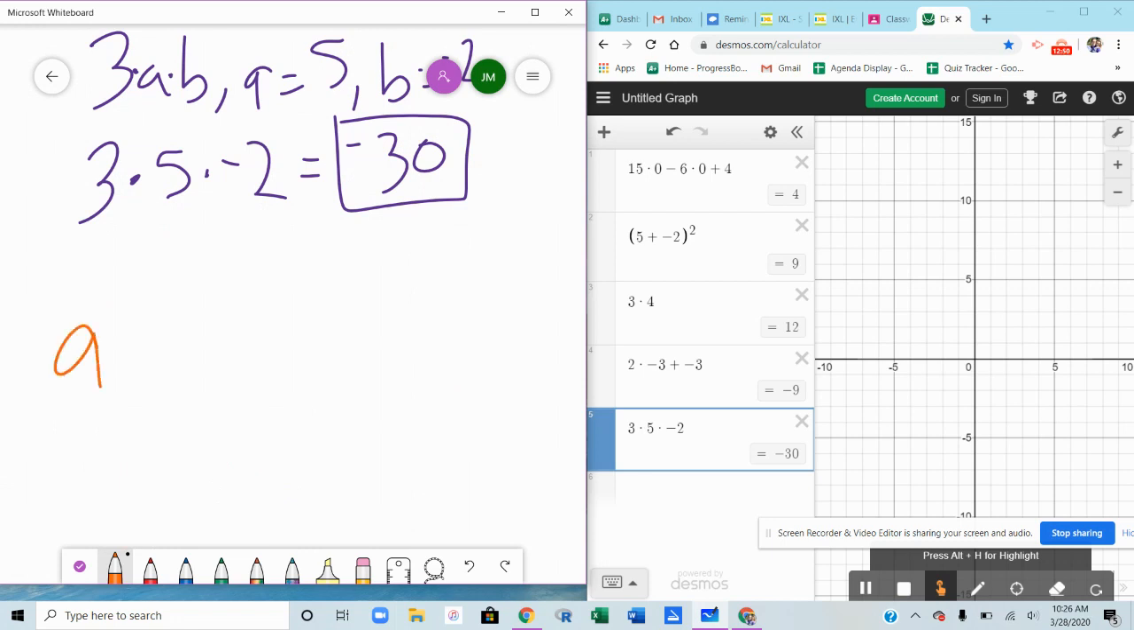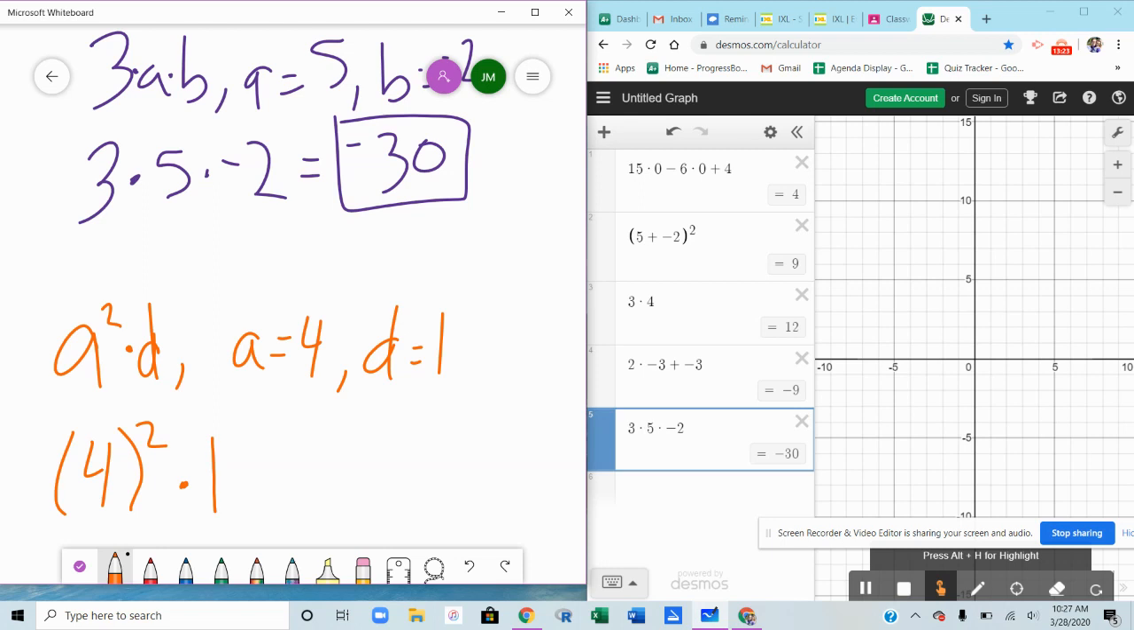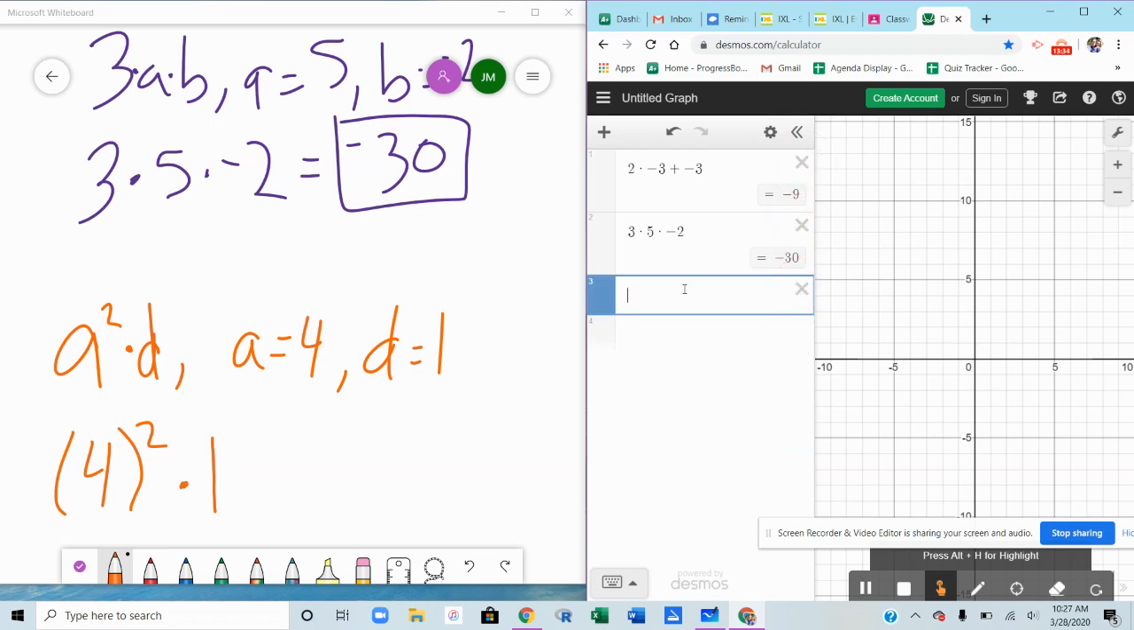Let's say we have a squared d, and I know that a is 4 and d is 1. So in this case, a couple of things. First of all, we've got this variable and this other variable, so there is an imaginary times sign right here. Second thing, because we are squaring this a value, we want to make sure when we type it in, we put it in parentheses. So parentheses, our a value is 4, and then squared, and then times our d value is 1. So type that in just like that, 4 squared times 1 gives you 16.